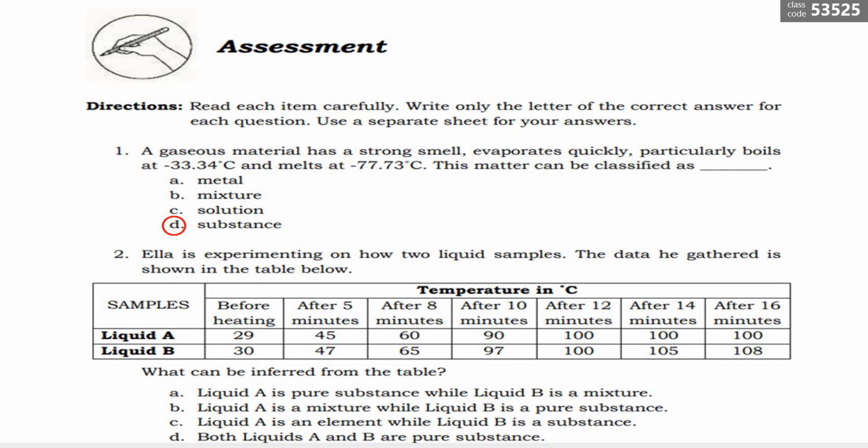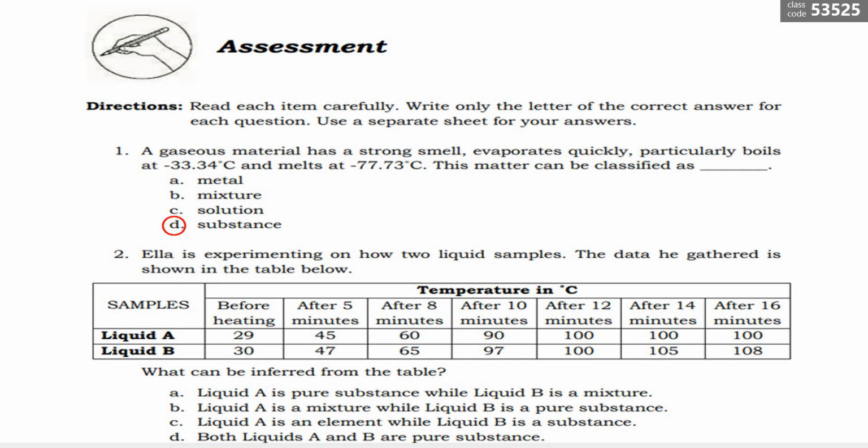Heat two liquid samples. The data she gathered is shown in the table below. They're given samples, liquid A and B. The temperature in degrees Celsius before heating, after 5 minutes, after 8 minutes, 10 minutes, 12, and up to 16 minutes, with different values. What can be inferred from the table?